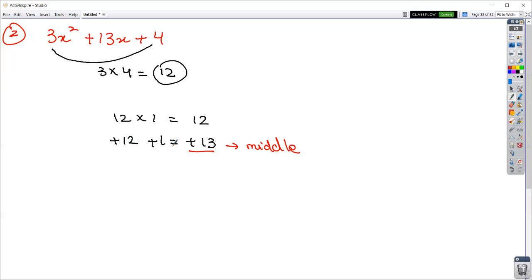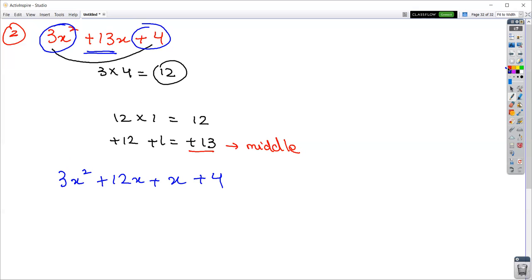Once we get the two numbers, we're going to rewrite the question by using exactly the same first and last term. So 3x squared is the first term. The middle term we're going to split into the two numbers, which is going to be 12x, and if you write down 1x or just x would be the same thing. Again, the last term stays the same, which is plus 4. Once we split the middle term into the two different terms, we're going to do the pairing of the first two terms together and the next two terms after.